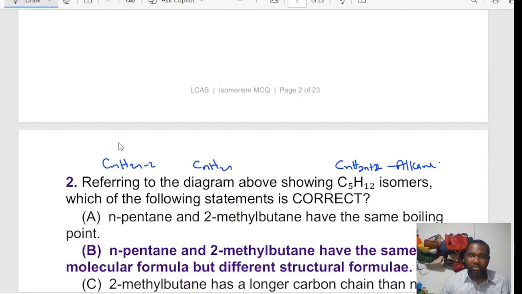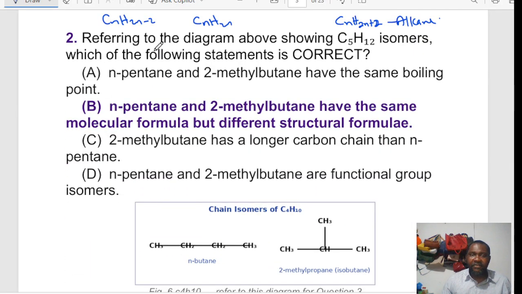So let's look at the options. It says, referring to the diagram above showing C5H12, which of the following statements is correct? A. N-pentane and 2-methylbutane have the same boiling point. That's not true. They cannot. As a matter of fact, the more branched a chain is, the lower the boiling point it has.